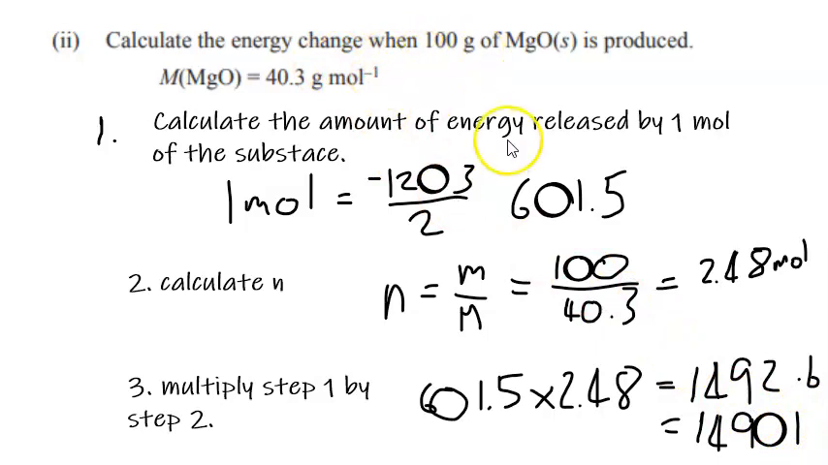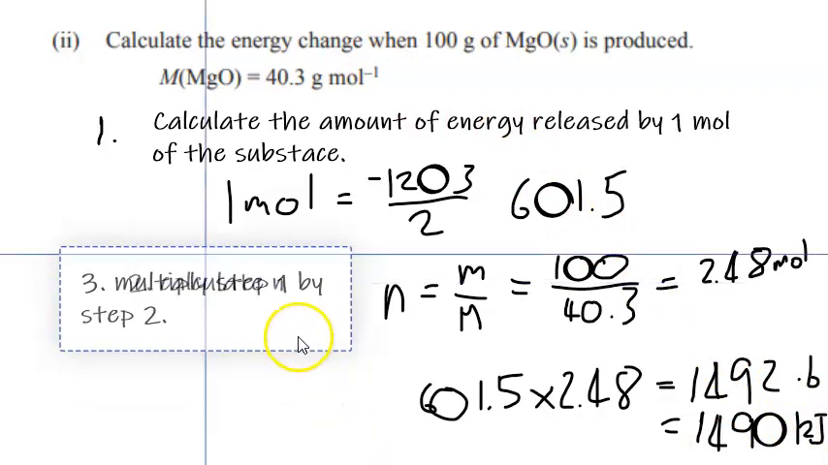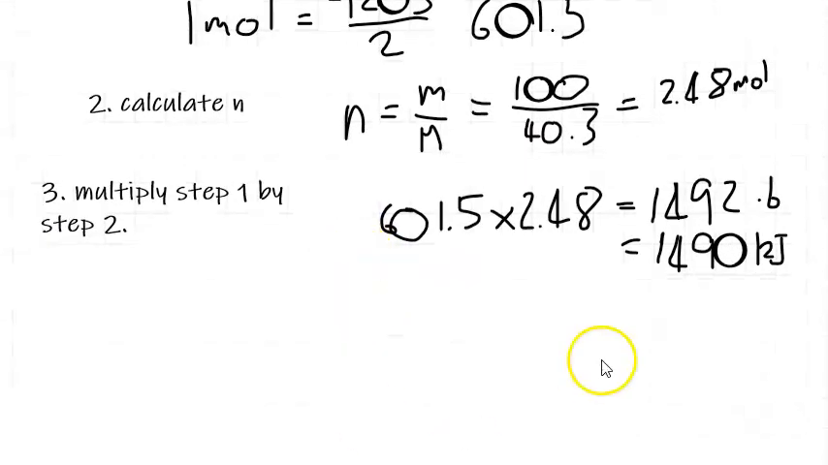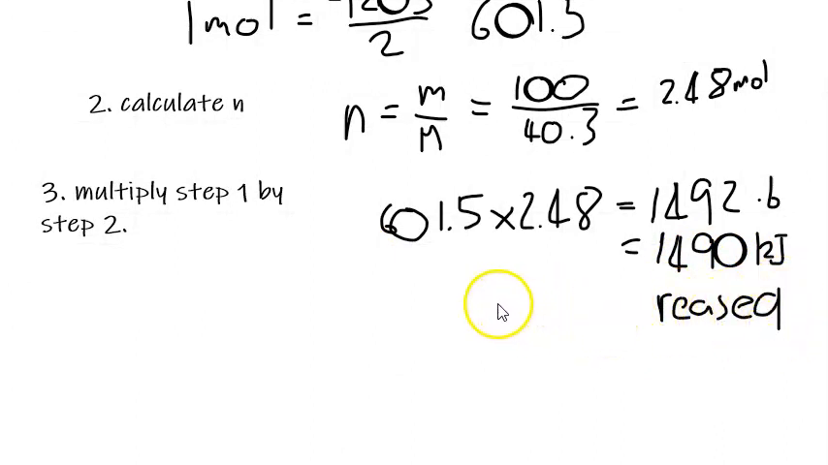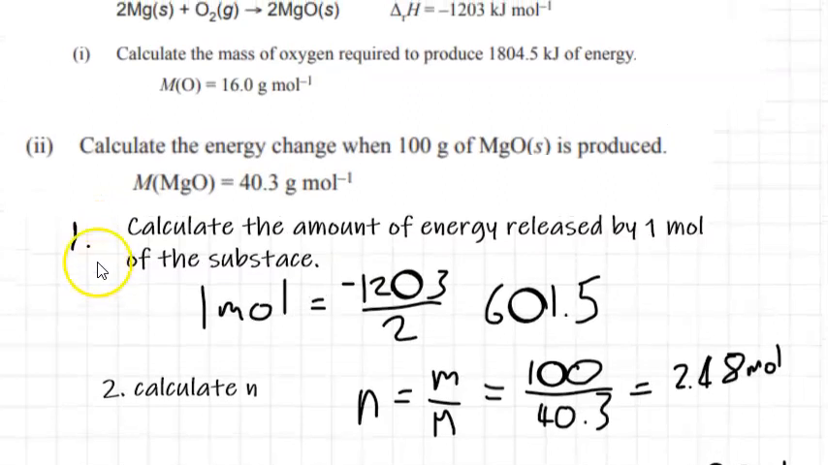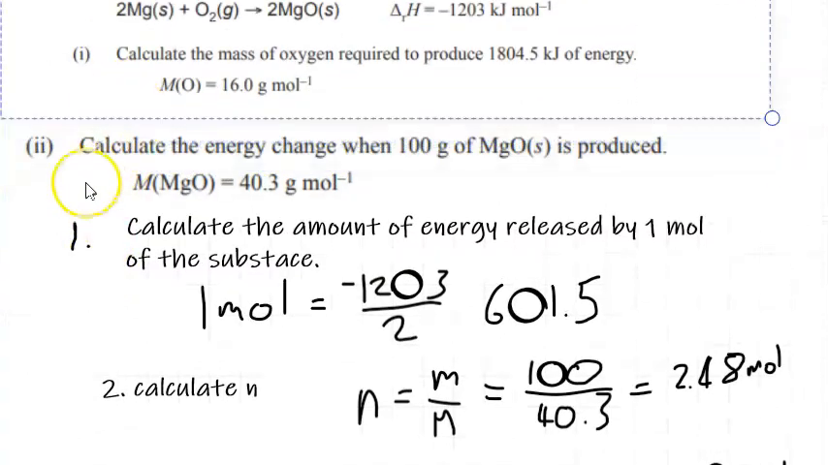So the energy change is 1,490 kilojoules, and what's good form is to define that it's 1,490 kilojoules released, or of heat. So that's the heat released when we've got 100 grams of that magnesium oxide. If you got both of those questions right in this exam, that would have been an excellent answer.